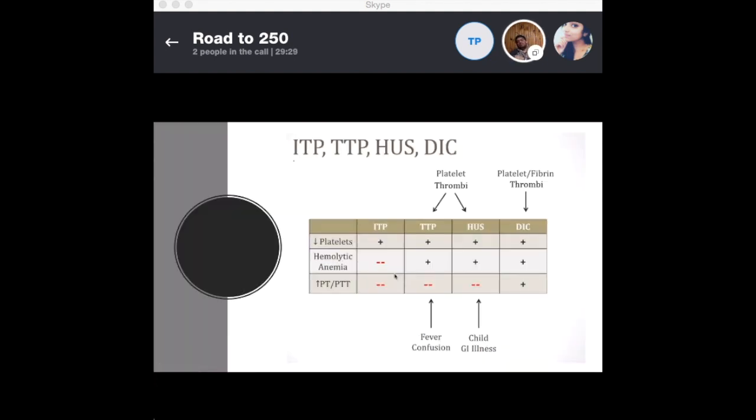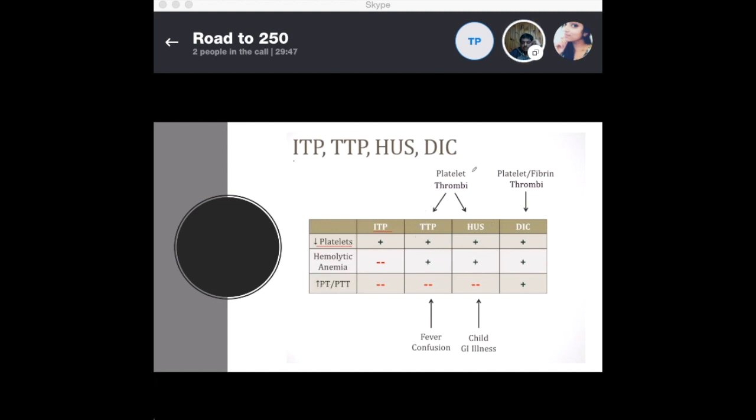So this is a little review diagram or review chart that I really did like. With ITP, all you're going to see is a decrease in the platelets, but none of these other things. You don't have hemolytic anemia or prolonged PT or PTT.